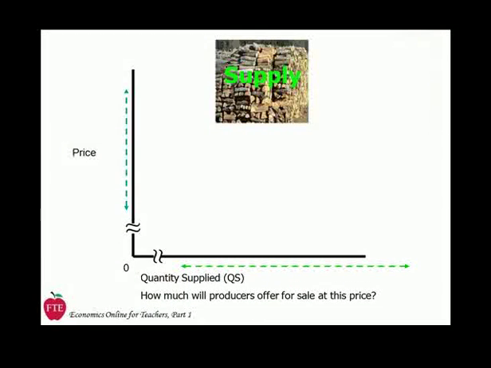Let's look at it another way. As with demand, we can also paint this supply picture on a graph. Same setup as our demand graph. Price on the vertical axis, quantity on the horizontal axis. But this time, it's quantity supplied, not quantity demanded. Instead of showing how much consumers are willing to buy at various prices, this graph picture is showing us how much producers are willing to offer for sale at various prices.